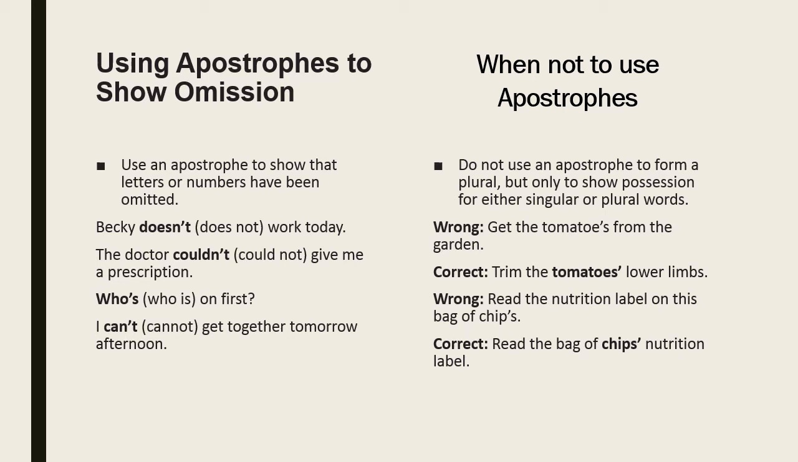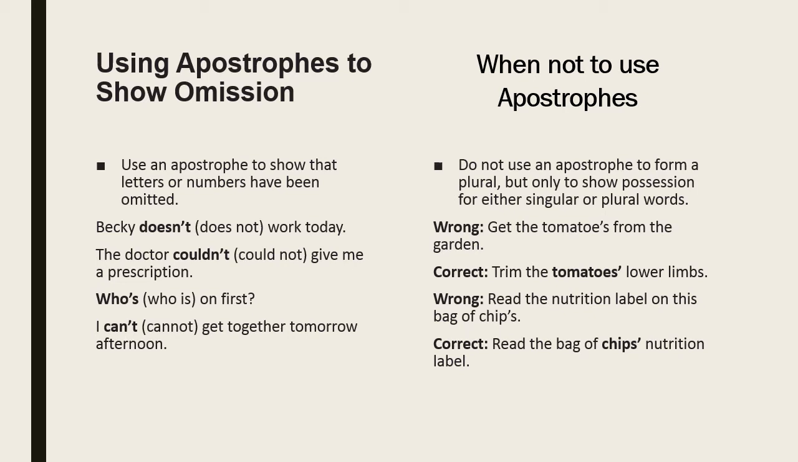For example, if you want to say trim the potato's lower limbs, trim the tomatoes' lower limbs. We might say get the tomato's from the garden, where we are trying to talk about the plural of tomato, which is not right. Because tomatoes is already plural, we use an apostrophe just to say that it's possession. Read the bag of chips' nutrition label. Read the nutrition label on this bag of chips.